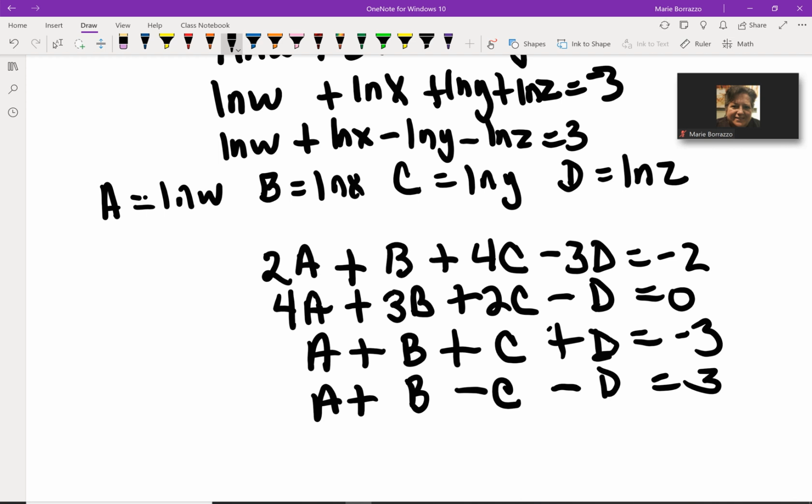So let's solve for the value here. Let me take my bracelet off real quick. Give me one moment.